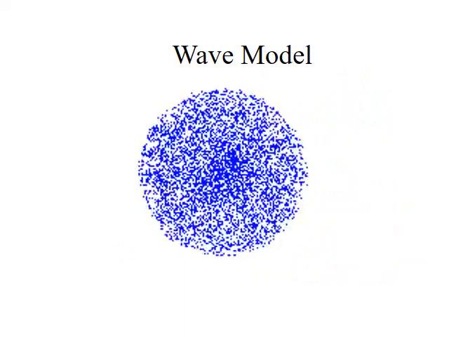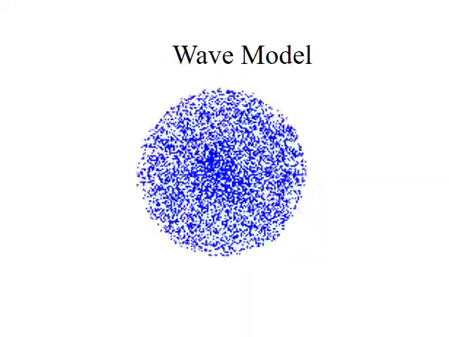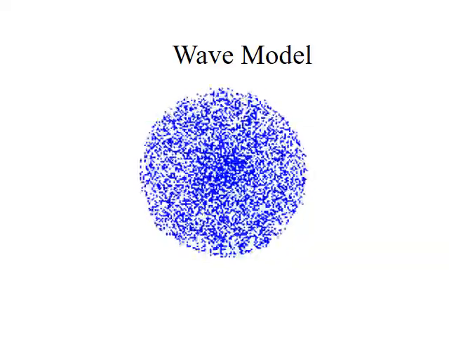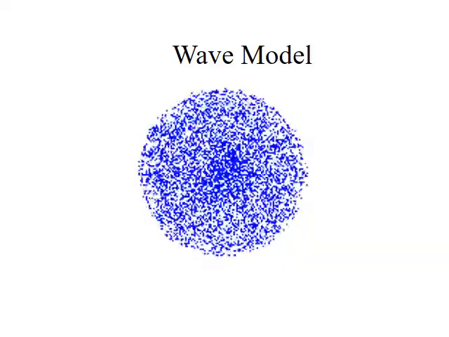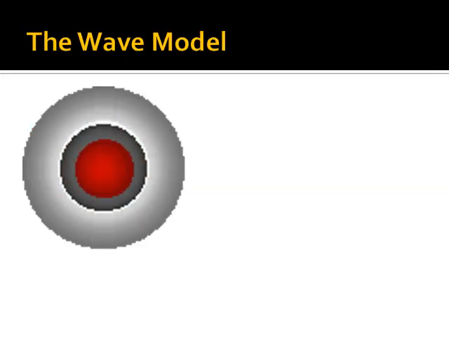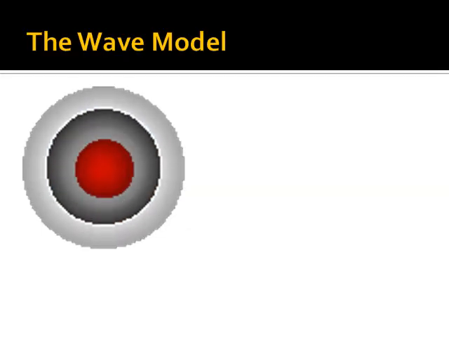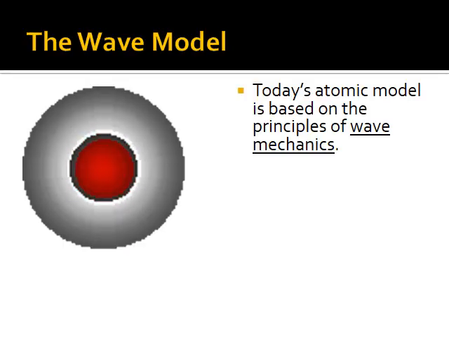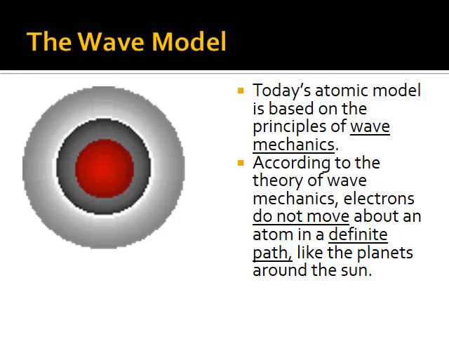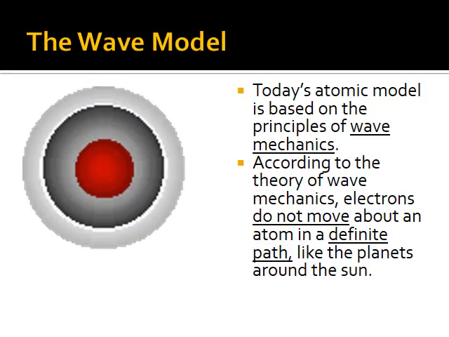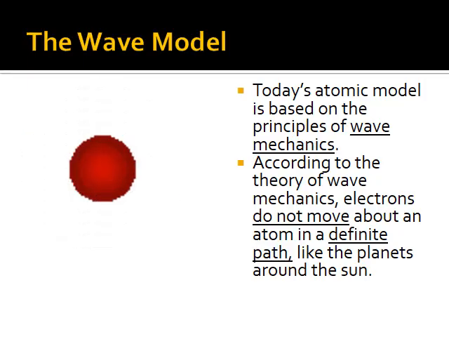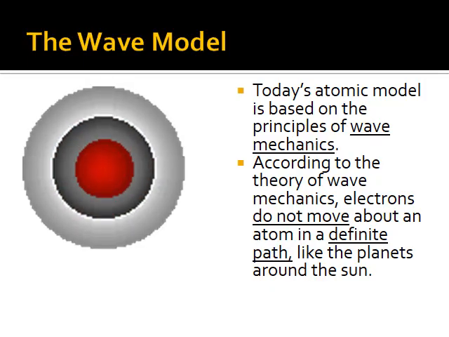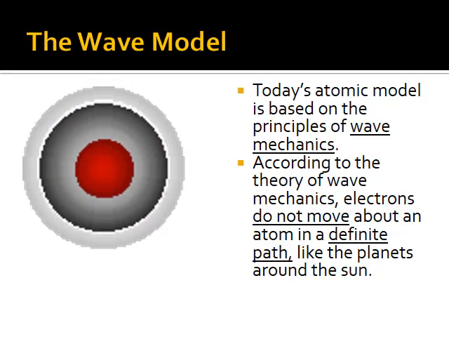The next model was the wave model, and this is closer to what we currently have. This is the idea that the electrons are kind of moving. This is a cool little animation on it, but we'll talk a little more here. The wave model is based on the principle of wave mechanics. According to the wave mechanics model, electrons do not move around in a definite orbit like planets around the sun. There are locations in which they exist. This one's a weird one, so it works like this.